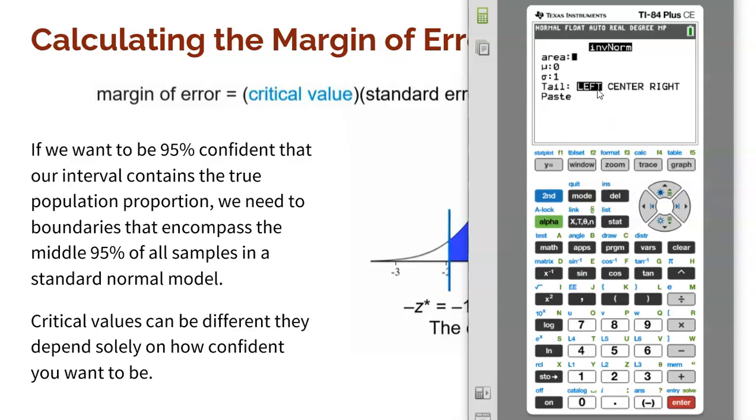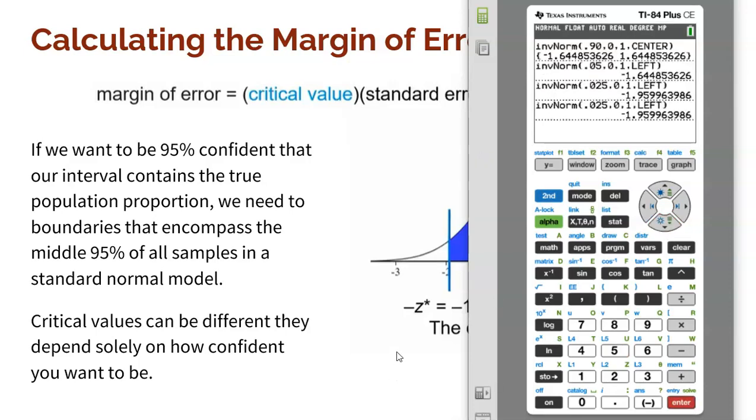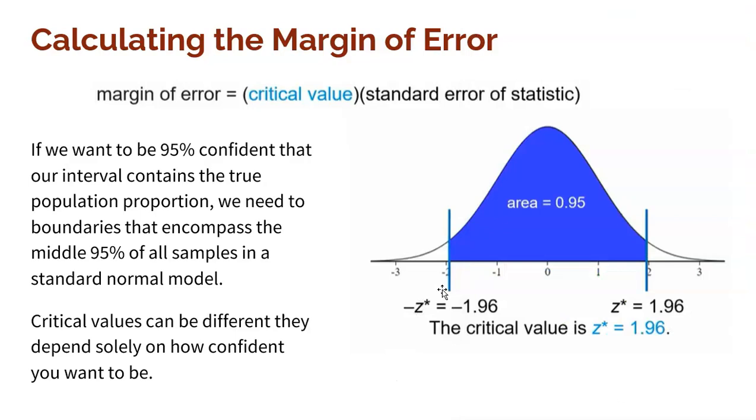But if you're like me or you just have it stuck on left, then remember you do have to do a little bit of thinking there. 95 in the middle puts 2.5% at the bottom, 2.5% at the top, and invert norm without this tail feature only cares about the bottom. So that's another way that we could get that 1.96. And we know that it's going to be negative on the left, positive on the right. That's how we get that critical value. We actually call this a Z-star. It's a very special Z-score specifically for a level of confidence, in this case, 95%.